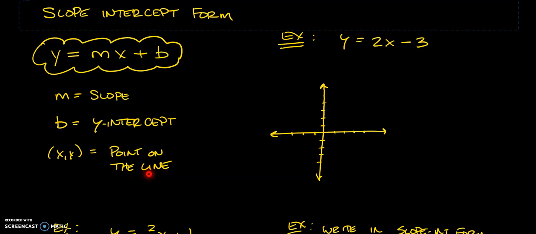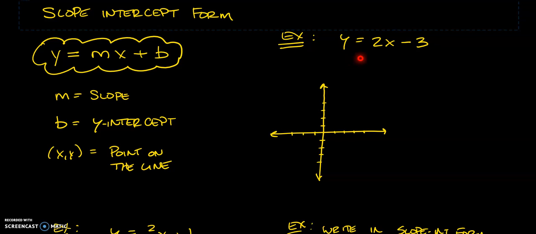Now, what about the y and the x? These are actually points on this particular line. In future videos, we will work with calculating x's and y's. For now, we're just going to focus on m, the slope, and b, and actually using this slope-intercept formula to plot these numbers.